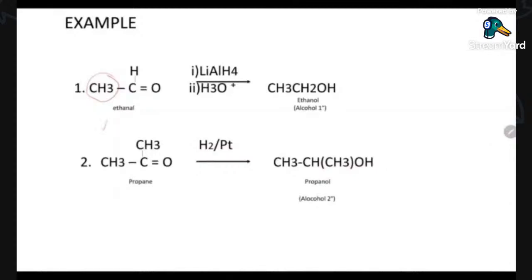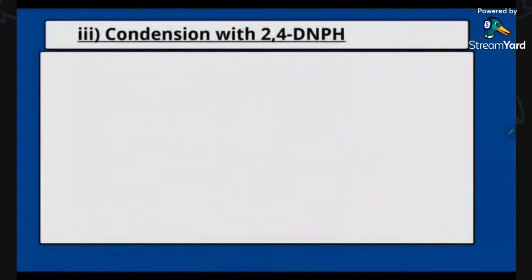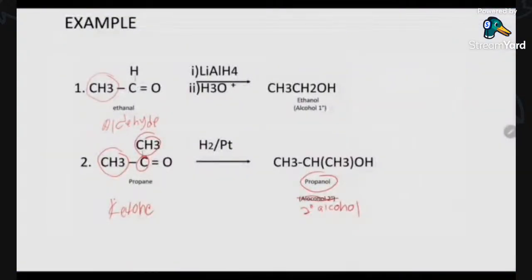So the second one is this. This is a ketone because there are two CH3 attached to one carbon, react with H2 with Pt, produce CH3CH(OH)CH3, which is propanol, the secondary alcohol. So let us look at the next slide. Before I forget, for this one we remove one double bond and replace it with hydrogen. This one is the same, we remove the double bond to produce hydrogen.